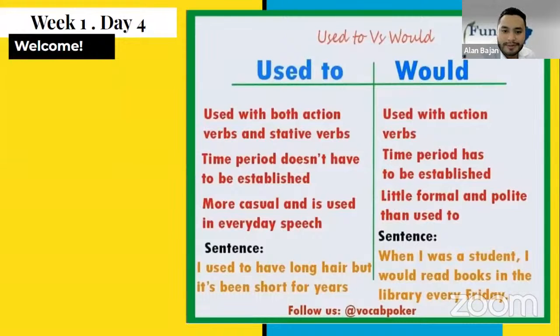Let's do a little recap of this. Used to is used with both action verbs and stative verbs. The time period doesn't have to be established. It is more casual and is used in everyday speech. You will hear used to a lot, but would is used only with action verbs. The time period has to be established. It is a little more formal and polite than used to.